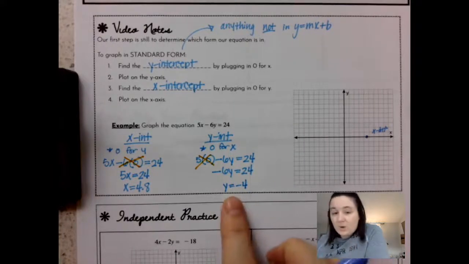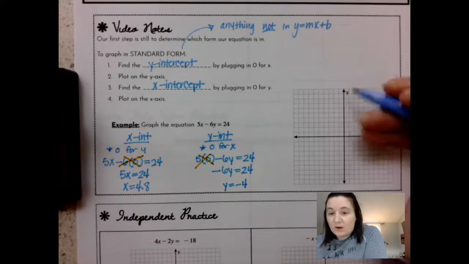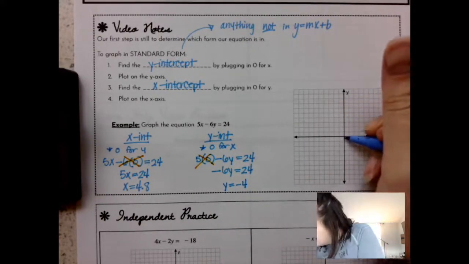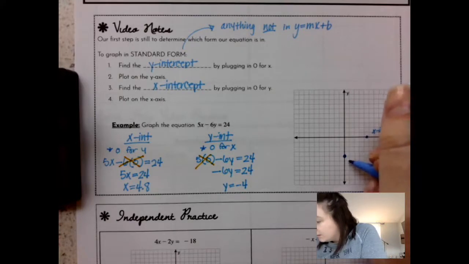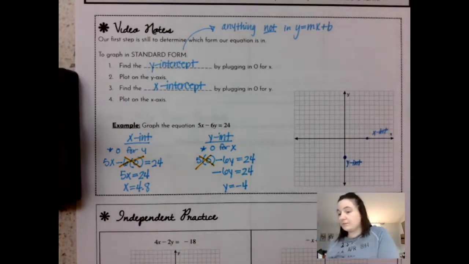So this is my y-intercept, so I'm going to put this on the y-axis. So I'm going to go down to negative 4. This one was a whole number, so it should be on a corner. This is my y-intercept.